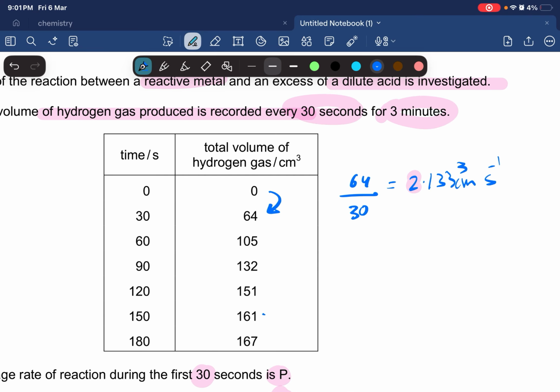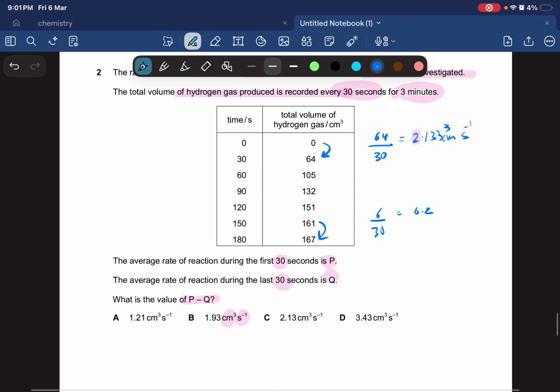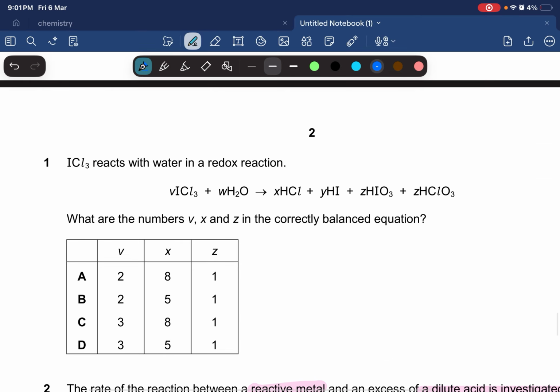Okay, for the last 30 seconds, you can see what's the difference. 167 minus 161, that's 6. 6 divided by 30, it gives me 0.2. Now 2.133 minus 0.2, that gives me 1.933. Option number B. Easy? I know it's easy.